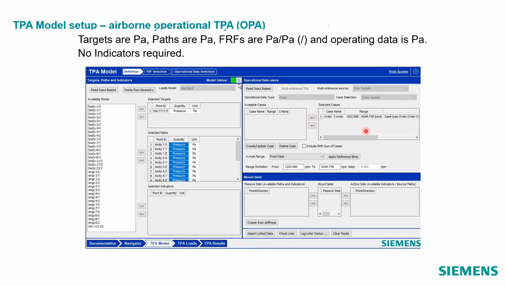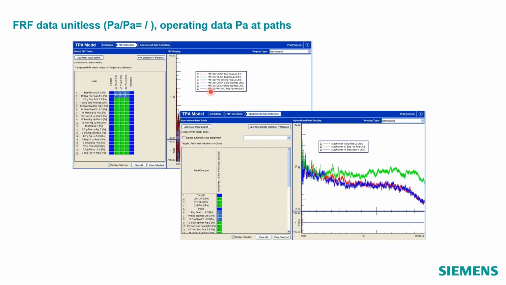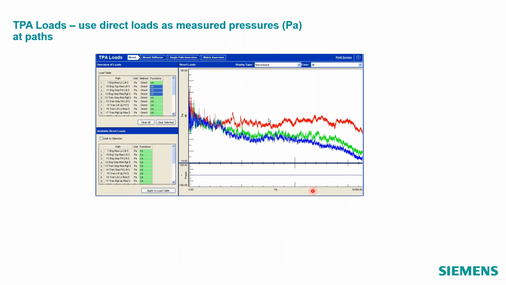Operational data could be averaged frequency spectrums, averaged auto powers, they could be octaves, or they could be orders. And here I only have one order, but normally you have more than one. And then if I look at the FRF data, you can see it is unitless, pressure over pressure. If I look at the operating data, you can see it's Pascal. And then when I go to loads, I bring them in as direct loads. So basically, I just find the responses down at the bottom, highlight them, apply the load table, and move them up. And then our loads here are really pressure curves.